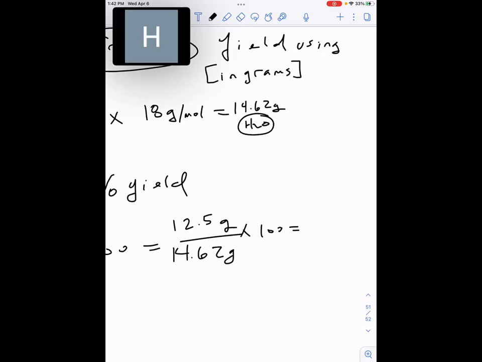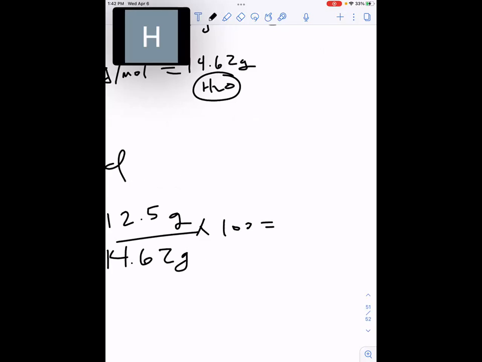All right. So 12.5 divided by 14.62. That's about 85.4% yield.